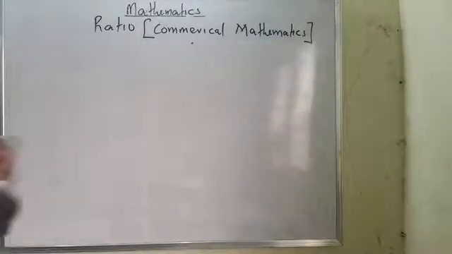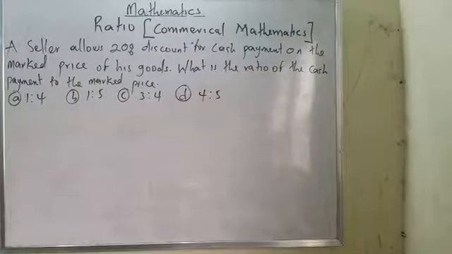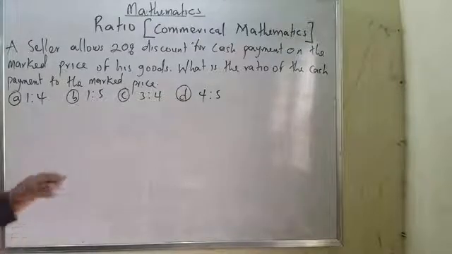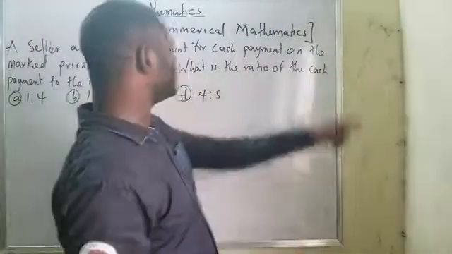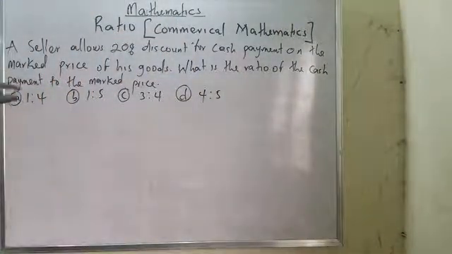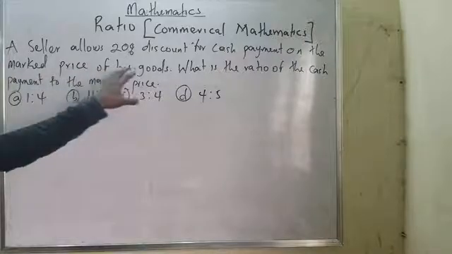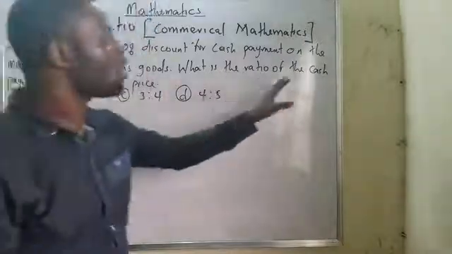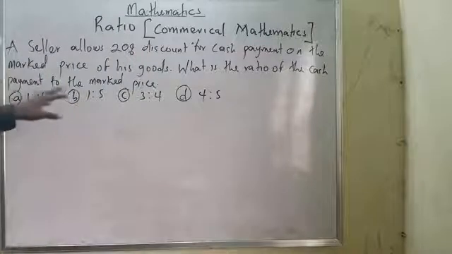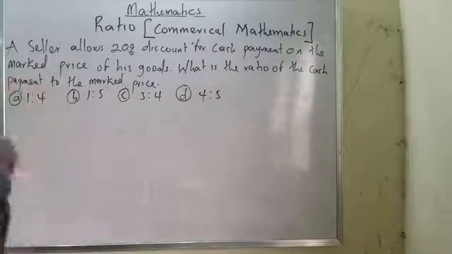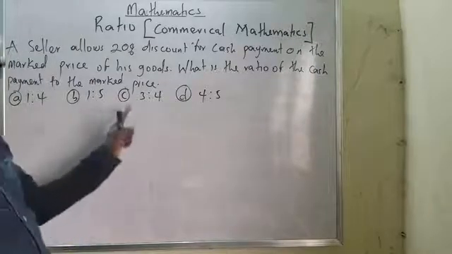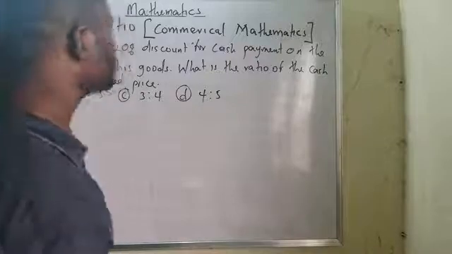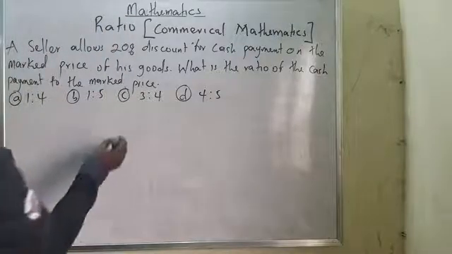Okay, please, I will write the question. Let me write the question down. Okay, look at this question. A seller allows 20% discount for each payment on the marked price on his goods. What is the ratio of the cash payment to the marked price? We have A 1:4, B 1:5, C 3:4, D 4:5. That is what we are to work on.